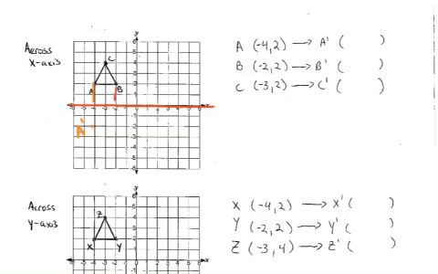B is 2 spots away, so I'm going to go 2 spots away. There's B prime. And C, 1, 2, 3. So it means I'm going to go 1, 2, 3, 4. There is my C prime. So now, what is the ordered pair of A prime?